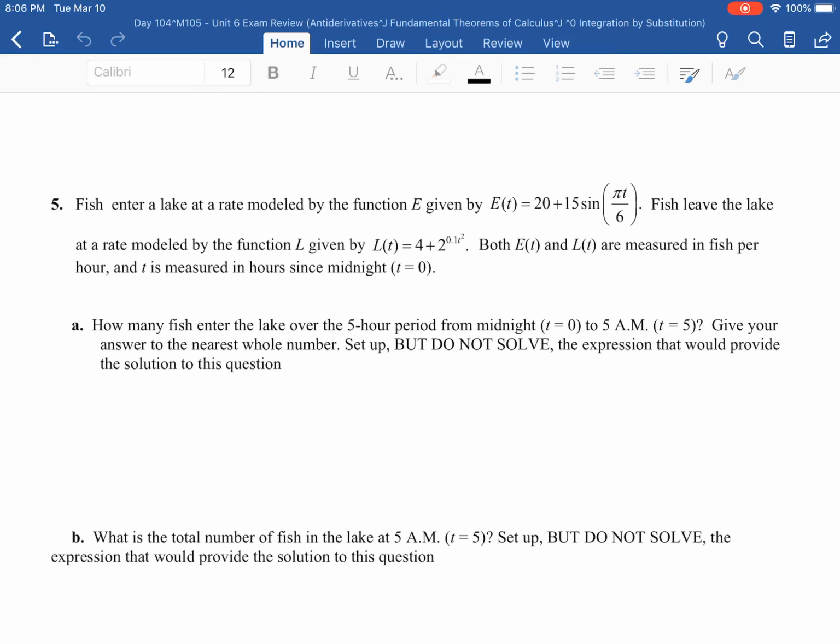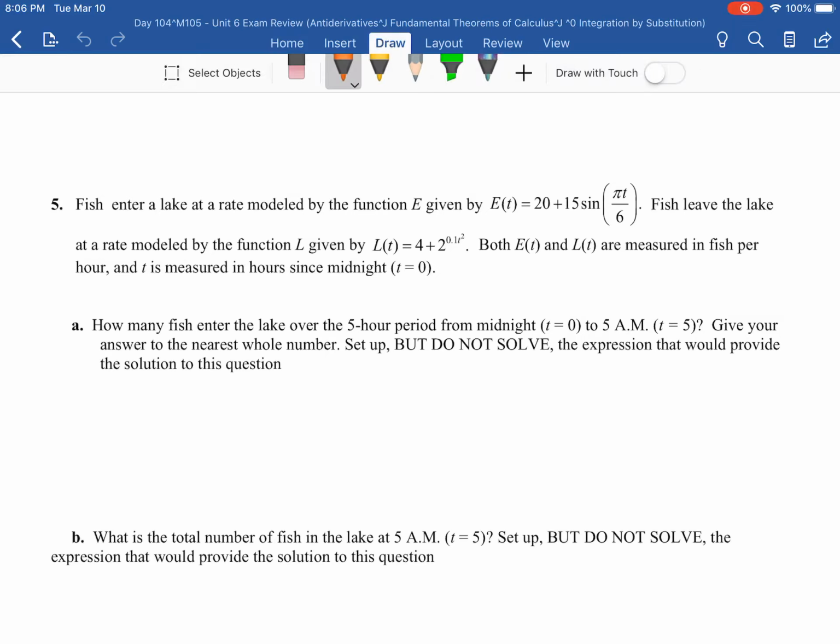So fish enter a lake at a rate modeled by the function E given by E of t. All right, so first and foremost, we got to make sure we know the information that's given to us and highlight some of the key words that are going to be useful for us as we solve this problem. So first and foremost, we're told that fish enter a lake at a rate. So E is a rate. E of t is a rate.